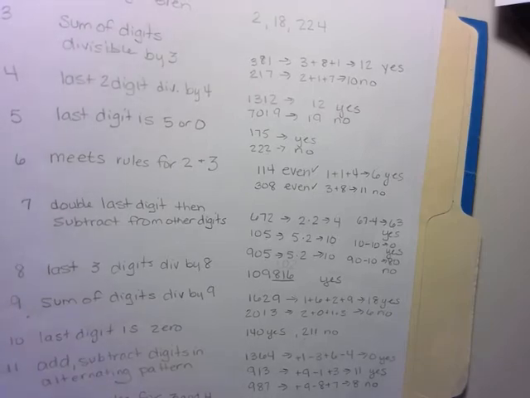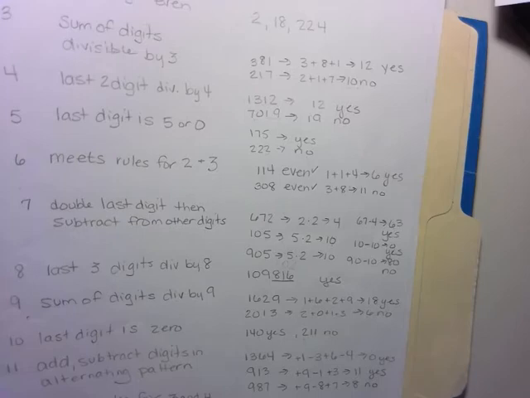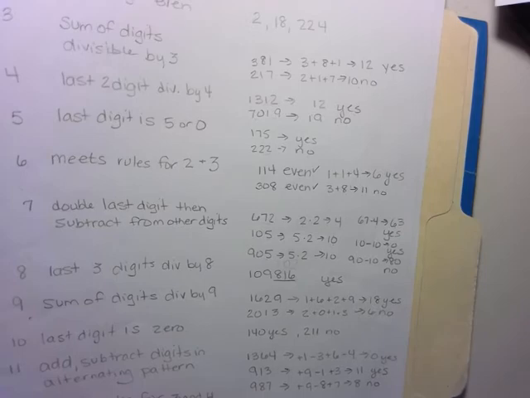For 12, we have to meet the rules for 3 and 4. So for 3, we have to add up the digits and see if they're divisible by 3. So we take 6 plus 4 plus 8, which is 18. 3 divides 18 evenly. For 4, we just look at the last two, 48. 4 divides 48 evenly, so it meets the rules for 3 and 4.